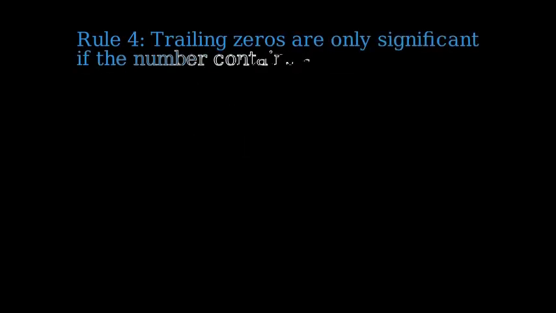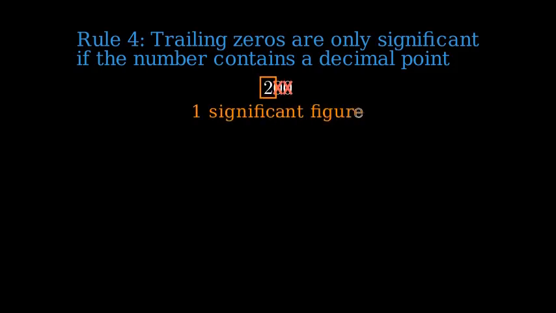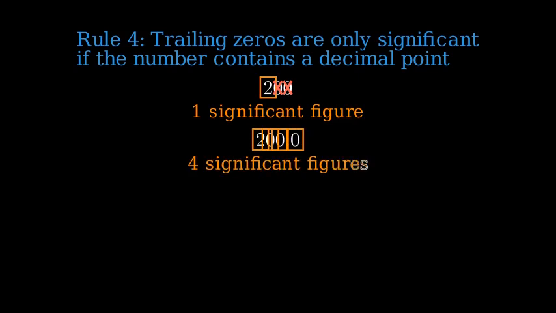Rule number 4, trailing zeros or zeros at the end of a number are only significant if the number contains a decimal point. For example, in the number 200, which has no decimal point, the trailing zeros are not significant. This number has only one significant figure. But in 200.0, the decimal point indicates that the trailing zeros are significant, so this number has four significant figures. Similarly, in 300 point, the two zeros are significant because of the decimal point, giving us three significant figures.